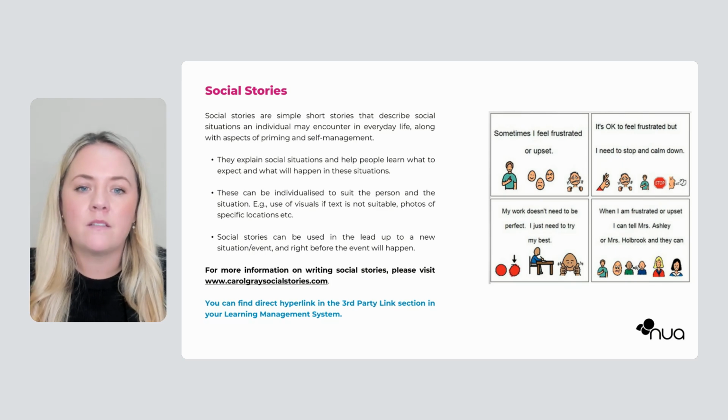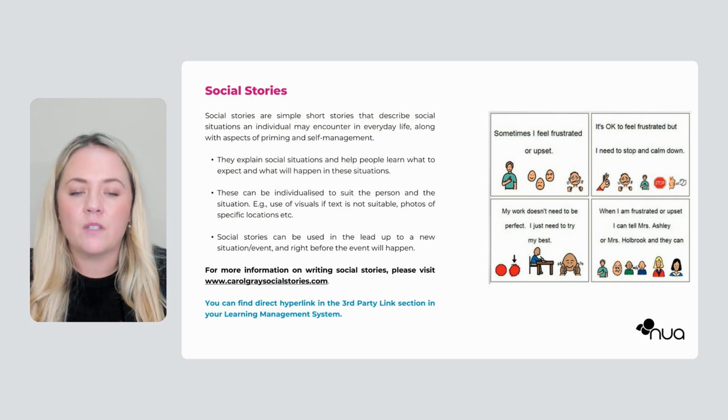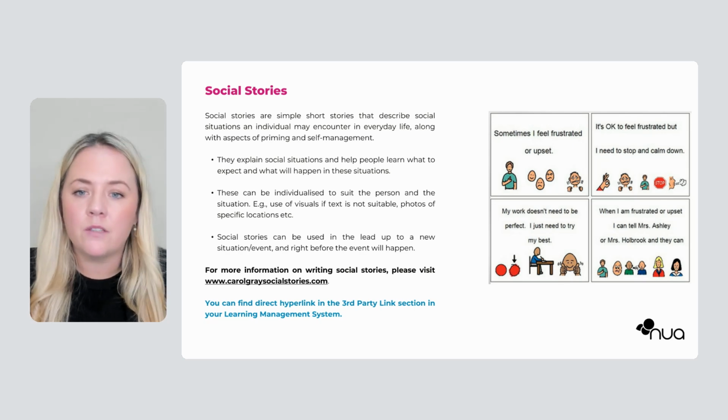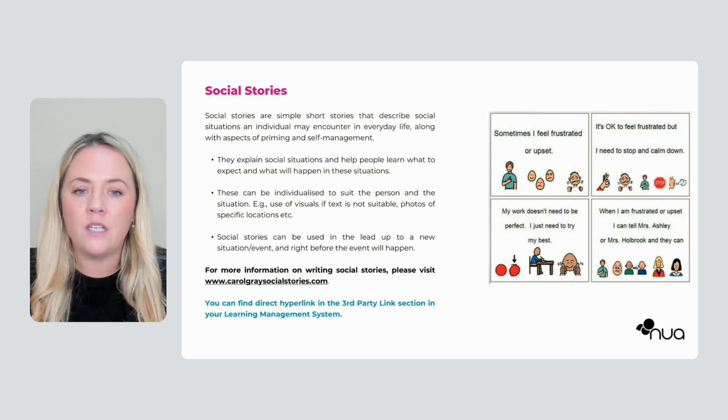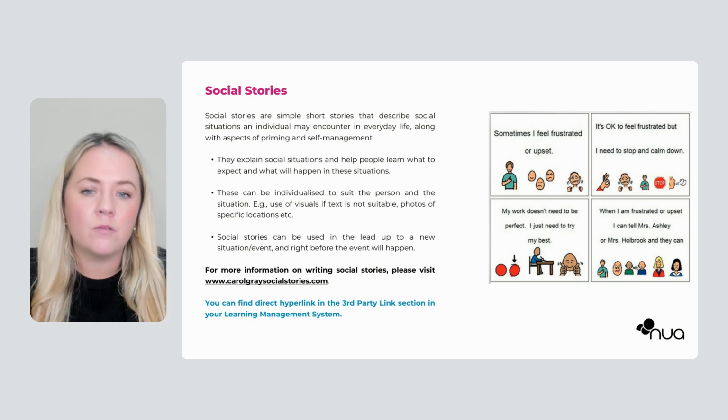Social stories explain social situations, whatever social situation it might be, and they help people learn what to expect and what will happen in these situations. They usually incorporate some element of a rule or a social situation that the person is struggling with, and we need to individualize them to suit the person and not the situation. For example, some people might need a supplement of visuals if they can't read or if text alone is not suitable for them. They might need more specifics.